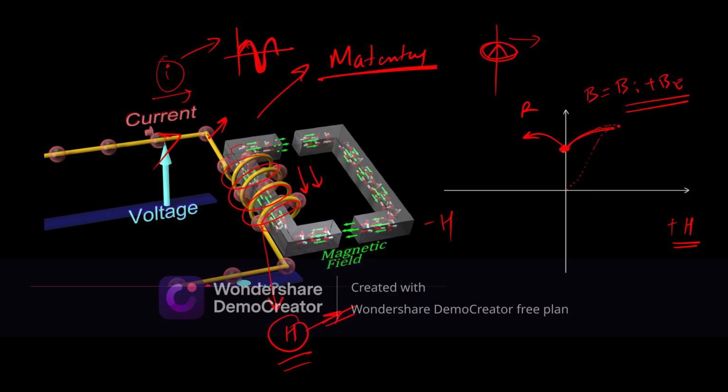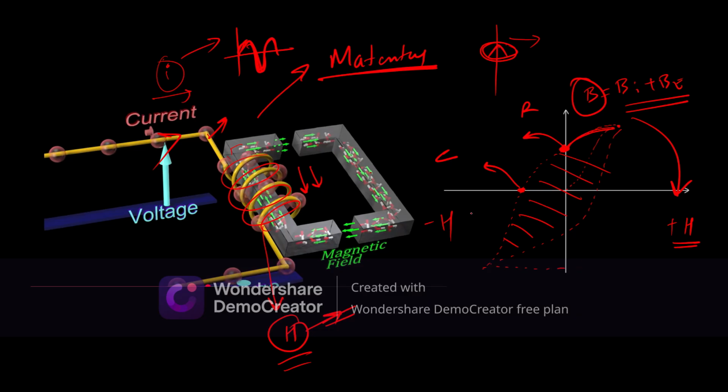When it decreases further, it cuts the x-axis at a point. That point is known as coercivity. Further, this plot achieves saturation, the maximum magnetization, and again it increases like this. So this is the hysteresis curve. This curve tells us the dependency of B on H. How our B is depending on H is given by this curve. So this curve is known as the hysteresis curve.